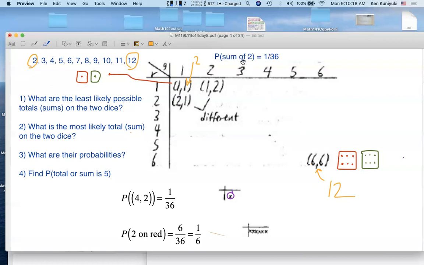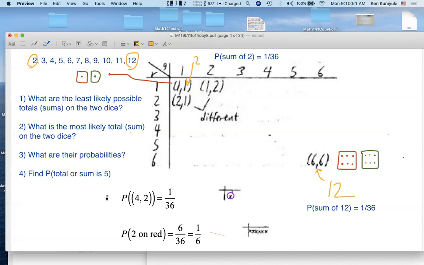The probability that you get a sum of 2 is 1 over 36. Also, the probability that you get a sum of 12 is 1 over 36. So 2 and 12 are the least likely possible sums for the 2 dice. They both have probability 1 over 36, corresponding to these 2 corner ordered pairs. So we've answered number 1 and part of number 3.